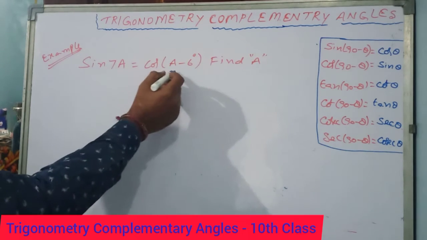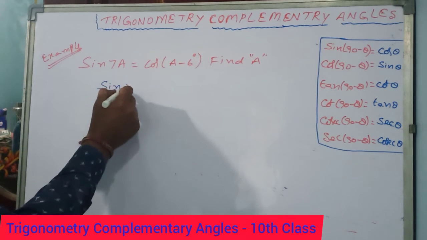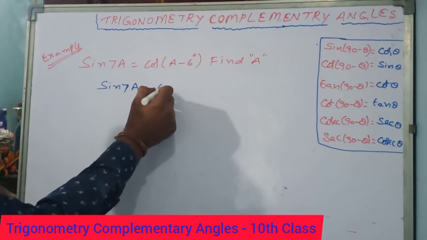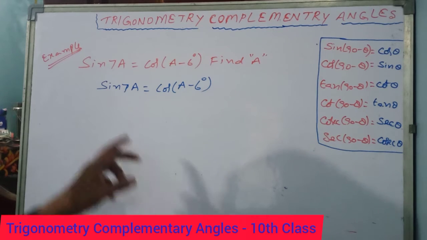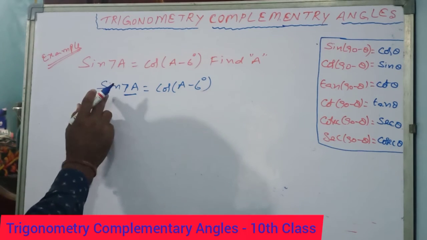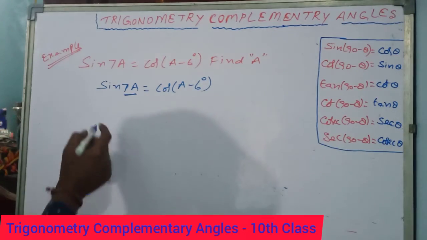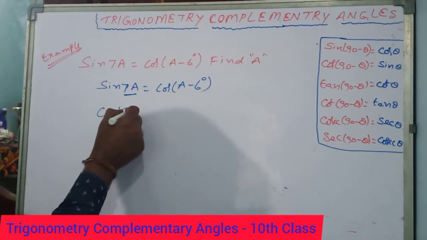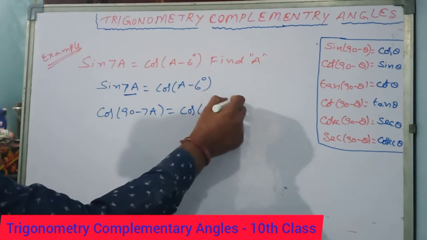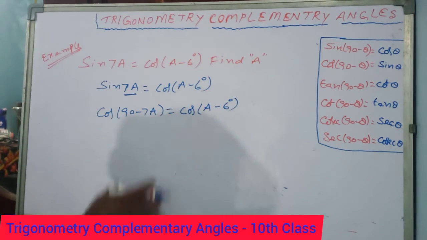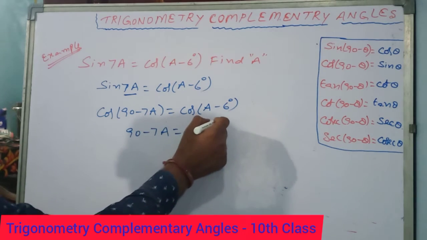Sin 7a equals cos of a minus 6 degrees. Find a. Here, what is given? Sin 7a is equal to cos of a minus 6 degrees. Here sin theta, what is the formula? Sin theta equals cos of 90 minus theta. So cos of 90 minus 7a is equal to cos of a minus 6 degrees. Both sides cos cancel. So what is the remaining value? 90 minus 7a is equal to a minus 6 degrees.